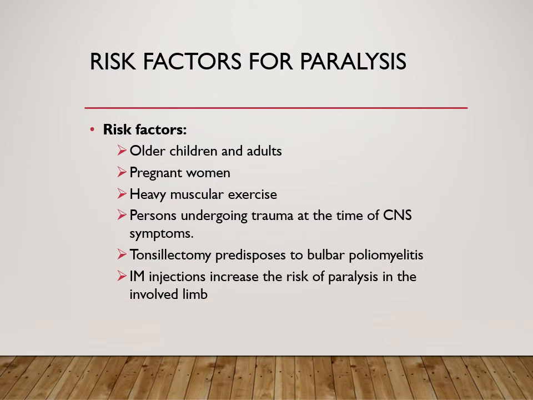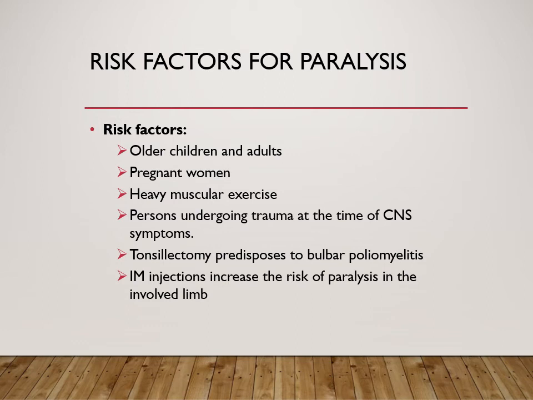What is the risk? Like I have told you, in clinical presentation only less than 1% have the risk of getting paralytic poliomyelitis. So there are certain risk factors which predispose to this condition, that means converting non-paralytic poliomyelitis to paralytic poliomyelitis. The risk factors are older children and adults. If adults or older children get the poliovirus infection, there is more risk for paralysis. Then pregnant women, and heavy muscular exercise. When the person has poliovirus infection and at that time is doing heavy muscular exercise, it can be converted to paralytic poliomyelitis.